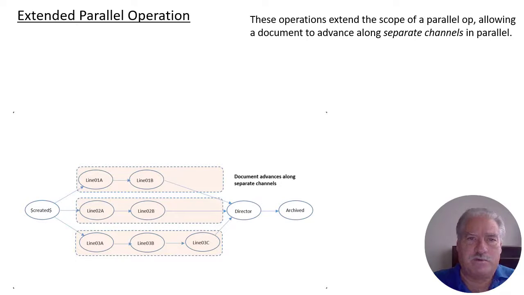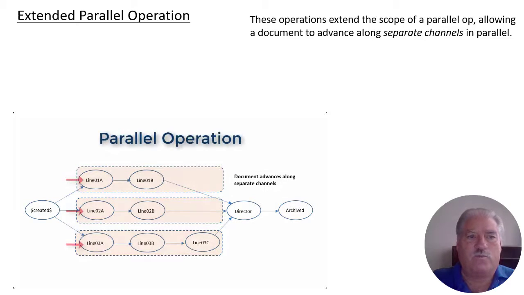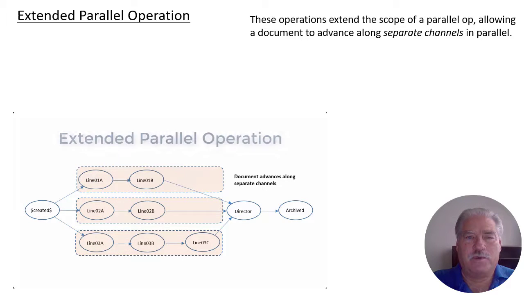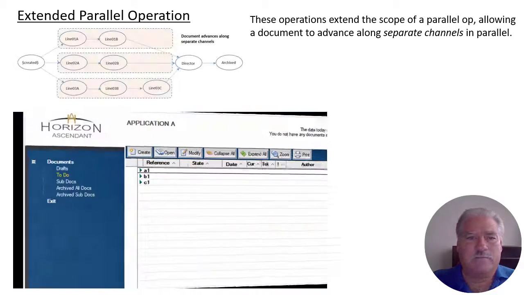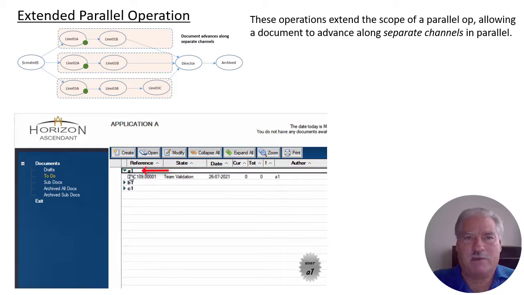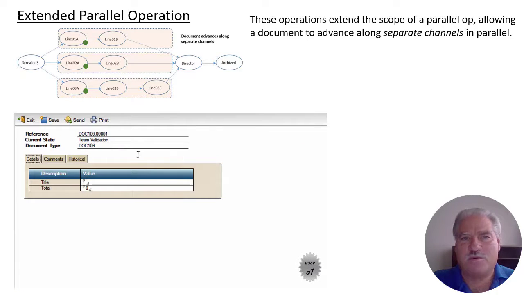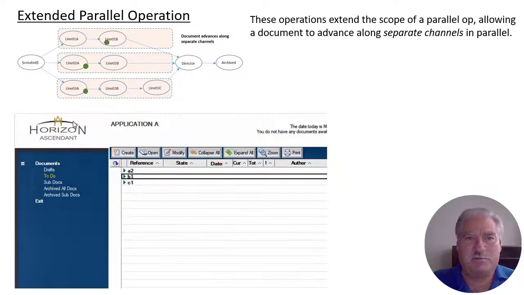So the first we'll look at today will be extended parallel operation. Here we are actually extending the scope of what is a normal parallel operation. Let's demonstrate for you here in this simulation. As you can see, we can actually advance a document along separate channels independently. So to see what that looks like, I'll actually have a graphic above to help follow along what's going on in the application below.